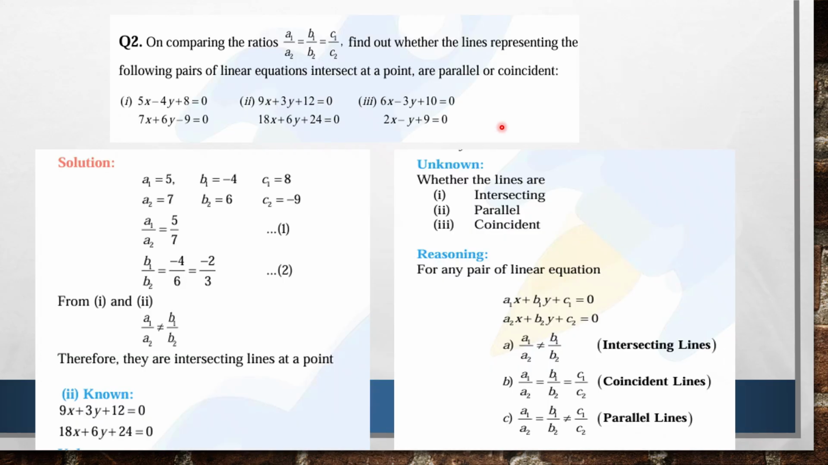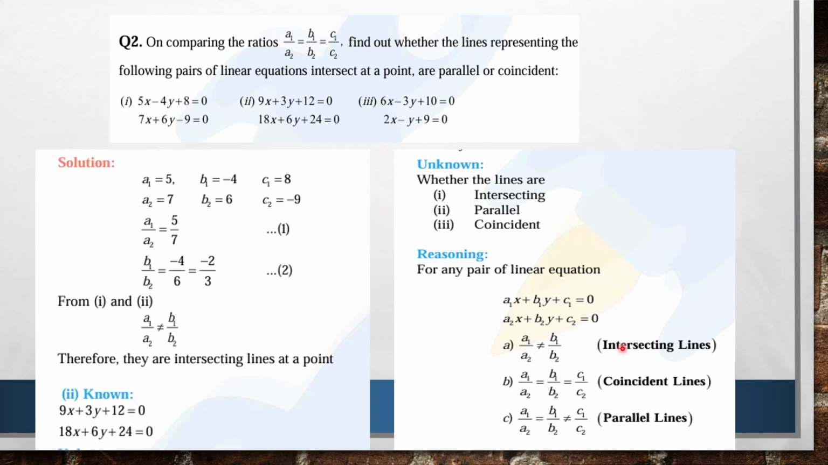Let us continue with the second question. On comparing the ratios A1 by A2, B1 by B2 and C1 by C2, find out whether the lines representing the following pairs of linear equations intersect at a point, are parallel or coincide. Here the three equations are given. By using the formula A1 by A2, B1 by B2, C1 by C2, based on the values, I can tell whether the lines are intersecting, coinciding or parallel.